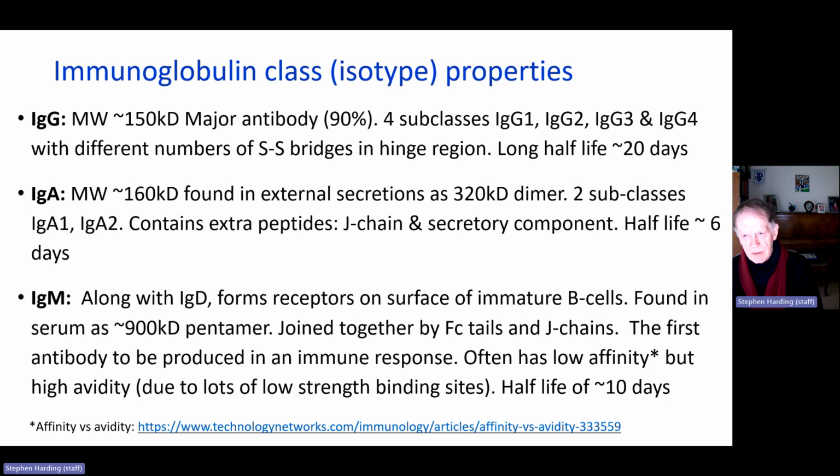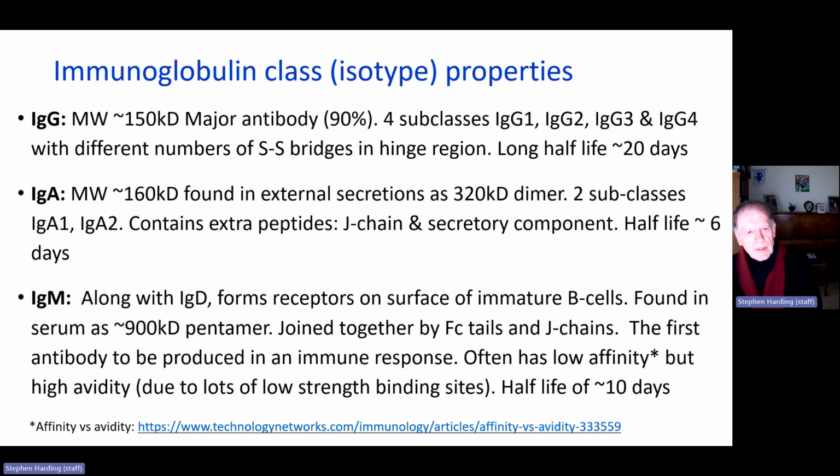4 subclasses, 1, 2, 3, and 4, with different numbers of disulfide bridges in the hinge region and different lengths. And generally a long half-life of 20 days, although the G3, because of its longer hinge region, tends to be less stable than that.